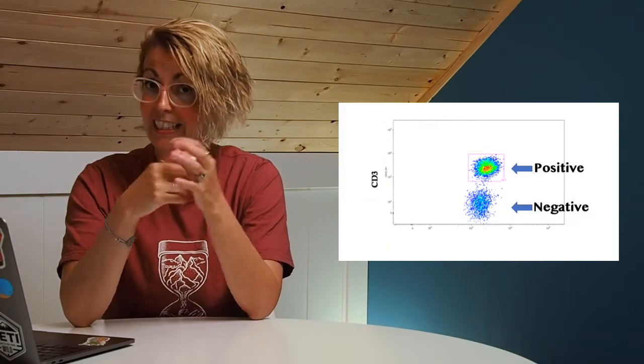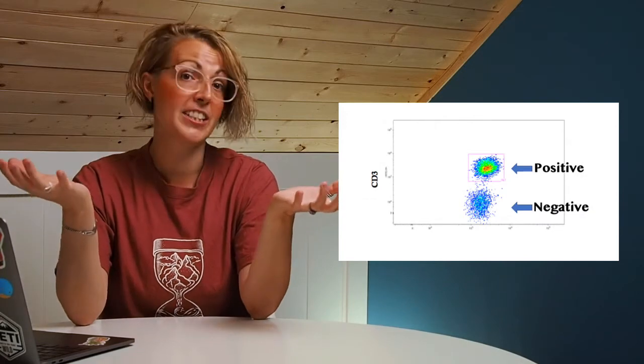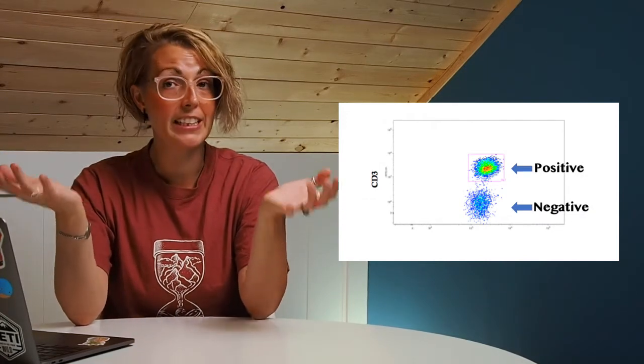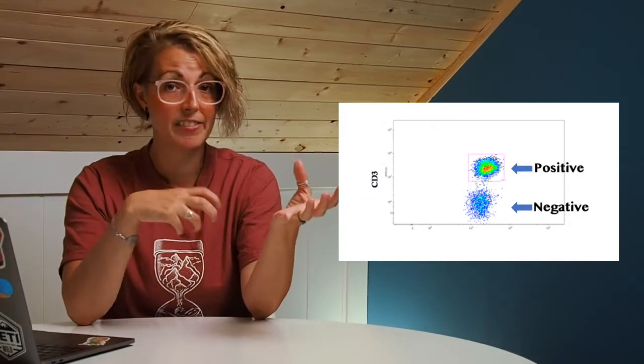FMOs will really fall into that love them or hate them category. You'll love them because they'll save your butt when it comes to setting your gates. However, you'll hate them because they are a little bit of a pain to set up. So when you're thinking about whether or not you need an FMO, consider a few things. First off, if you're working with a large parental population that has a well-defined negative and a well-defined positive, like CD3, which is a universal marker for T cells, you probably won't need them because discriminating negative and positive will be very straightforward.